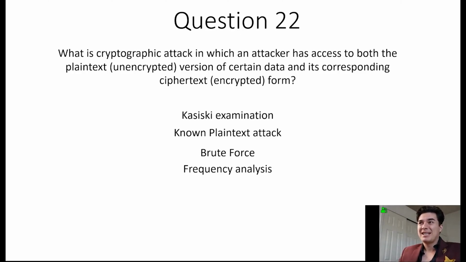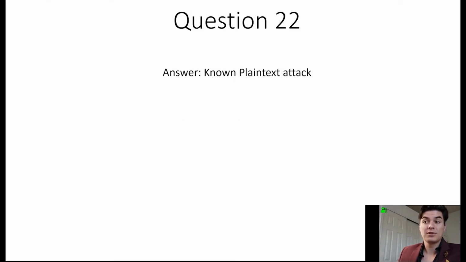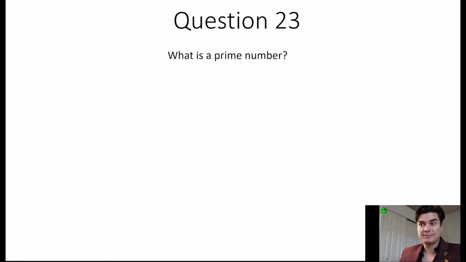The highlight on that is that it relies on observation when the same keyword is used multiple times to encrypt different parts of the plaintext. For example, on the Vigenère cipher, the key has to be repeated to match the length of the regular text, and so they're able to find a pattern with the Kasiski examination. So again, the answer to question 22 is the known plaintext attack.